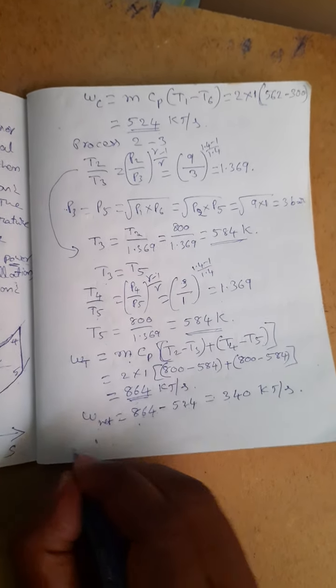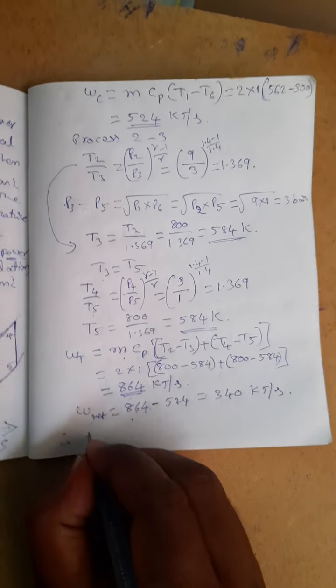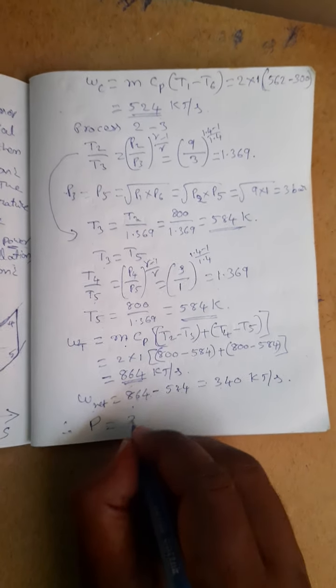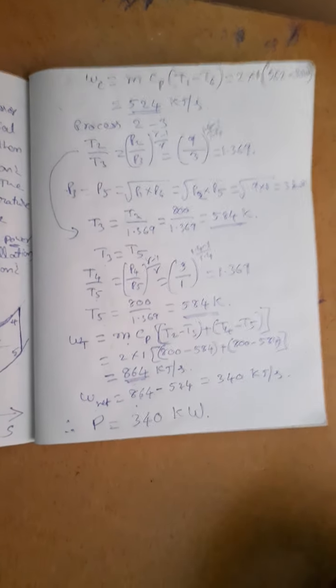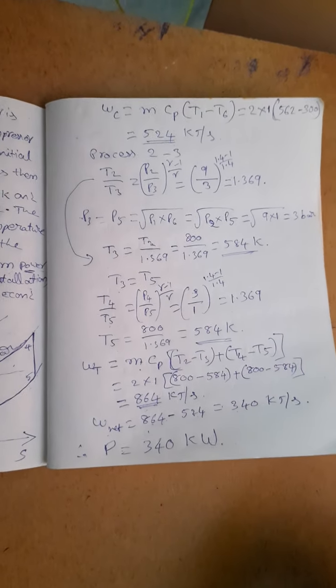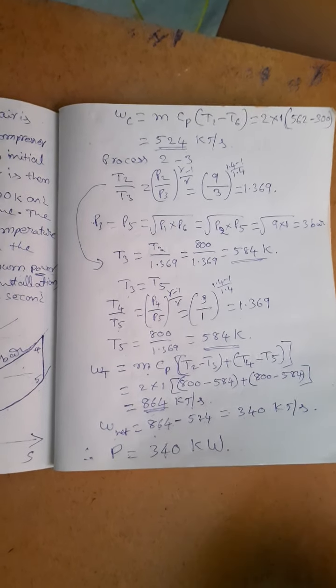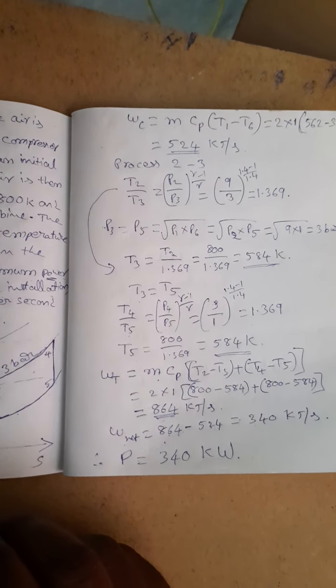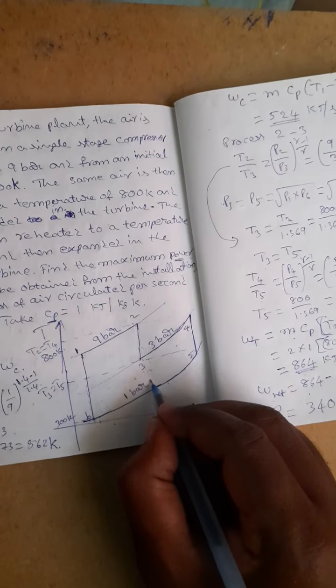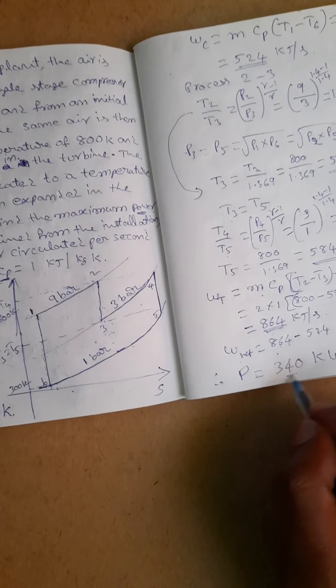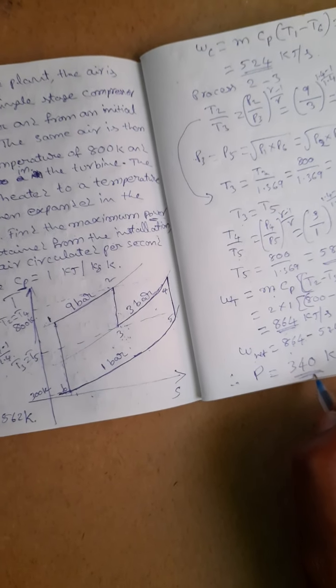Therefore, power equals 340 kilowatts. So the power that can be obtained from the installation, meaning obtained from the reheating system. With the reheating system, we will get the power 340 kilowatts.